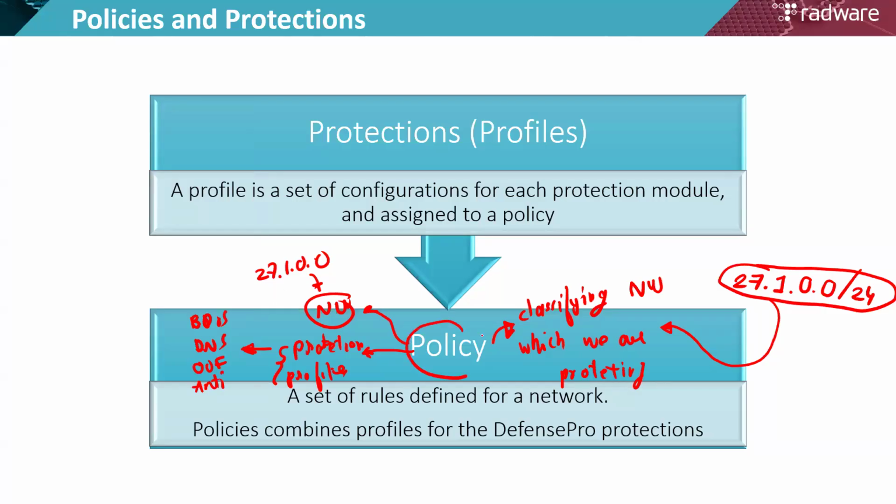So I hope policy is clear. Here we need to define a network that we are protecting and the protection profiles that will be protecting it. So that is your policy part. Now let's look at the protection profiles individually. A profile is a set of configurations for each protection module and it is assigned to a policy.